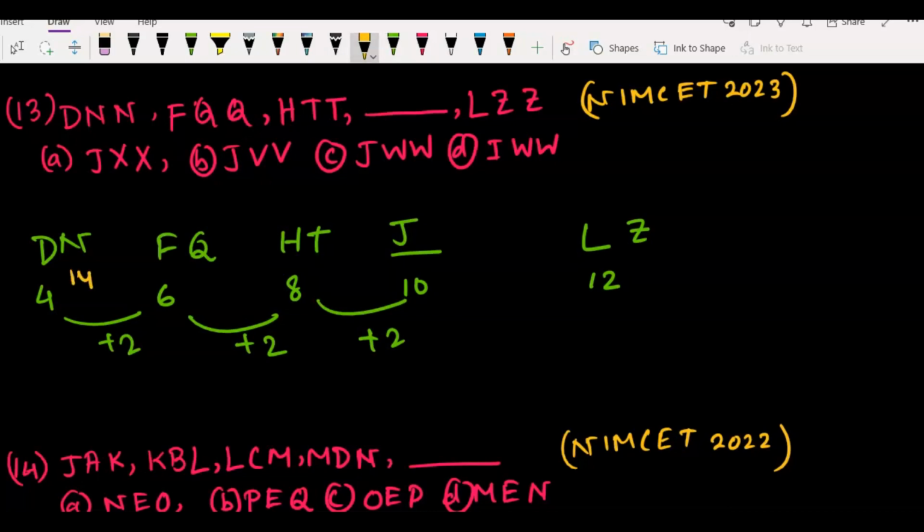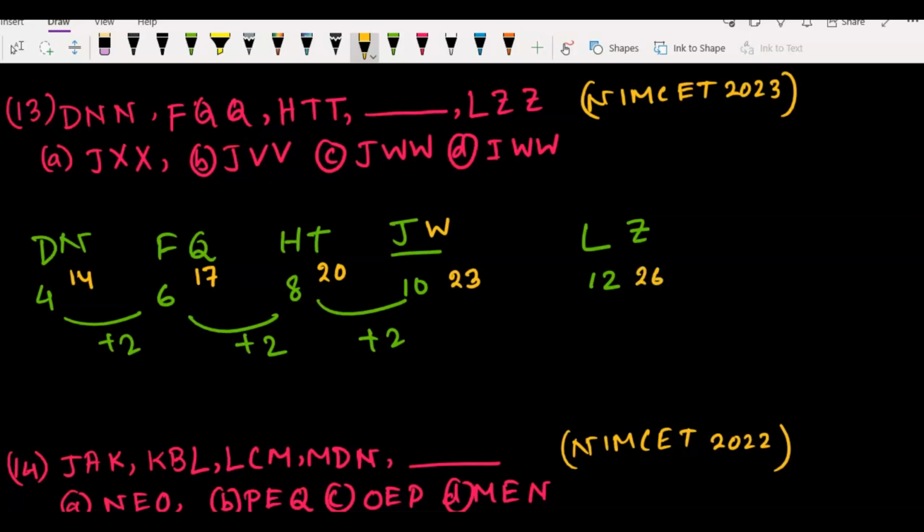N is 14, Q is 17, then T is 20. So here we see the difference of 3. 14 plus 3 is 17, 17 plus 3 is 20. So we should have 20 plus 3. 20 plus 3 is 23. 23 is W. And 23 plus 3 is 26, that is Z, it is given.